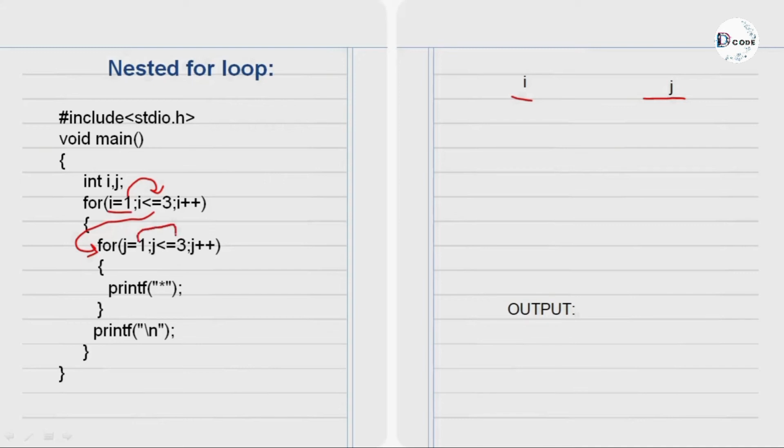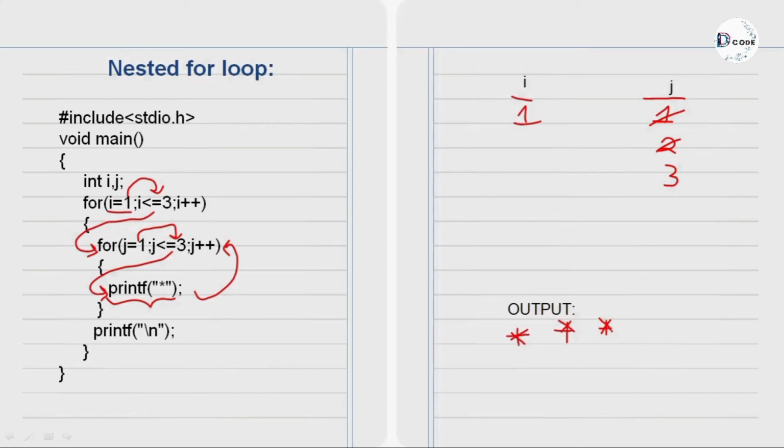So again the control goes and checks the condition. Since j is less than 3, the control enters the loop and prints this statement. So star is printed. After this, the control goes to the increment. Now j is increased to 2. Since 2 is less than 3, again the control enters the for loop and prints another star. Now j is increased to 3. Since 3 is equal to 3, the control again enters the for loop and prints another star.